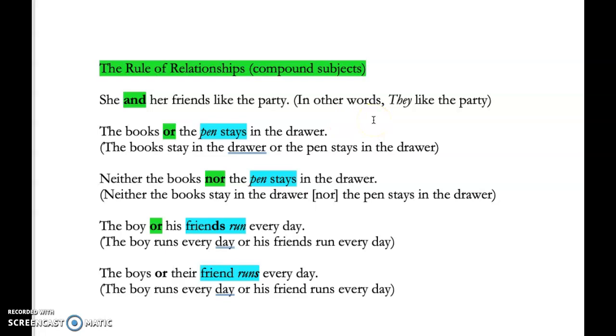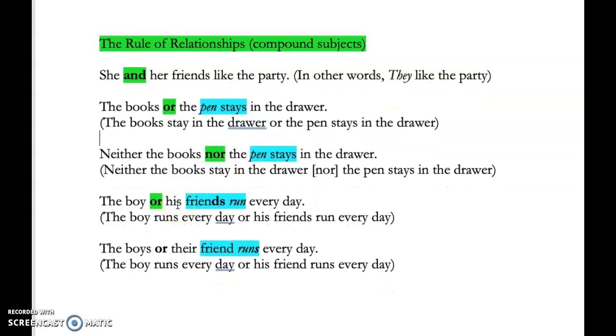Things get more complicated when we're dealing with or and nor. The most basic rule that you need to remember is that no matter what, the verb agrees with whichever subject is physically closest to the verb. So for example, the books or the pen stays in the drawer. There are two subjects, the books and the pen. The pen is physically closer to the verb stays, so the pen is what tells you that, according to the rule of S with a singular subject, it should be stays.